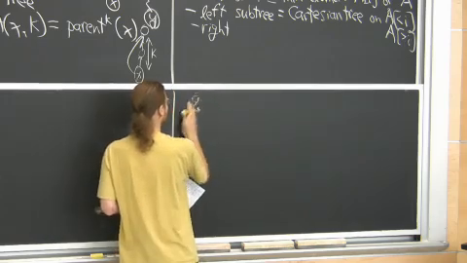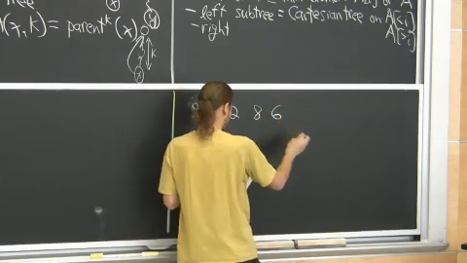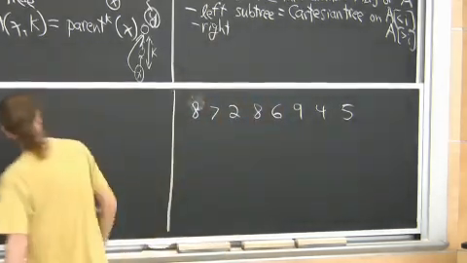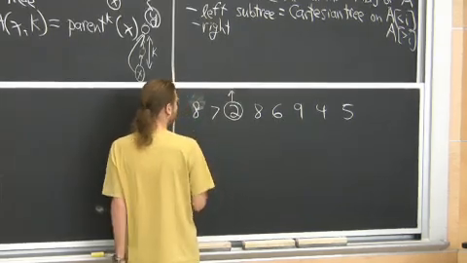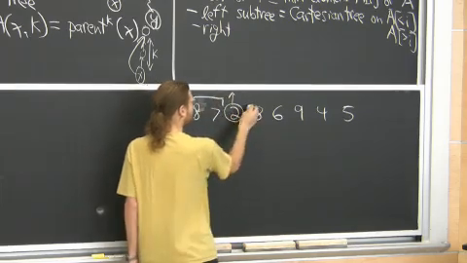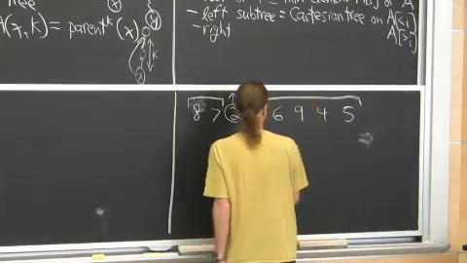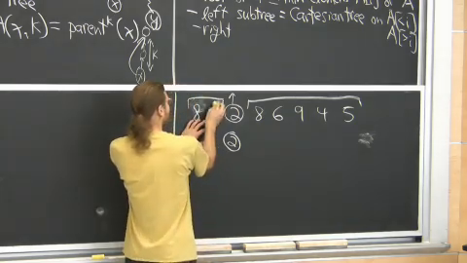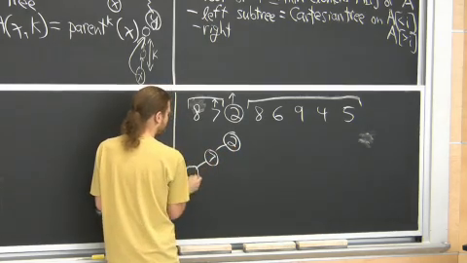Suppose we have 8, 7, 2, 8, 6, 9, 4, 5. So the minimum in this array is 2, so it gets promoted to the root, which decomposes the problem into two halves, the left half and the right half. So drawing the tree, I put 2, maybe over here is actually nicer. 2 at the root. On the left side, 7 is the smallest, and so it's going to get promoted to be the root. And so the left side will look like this.